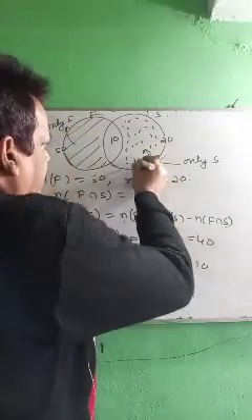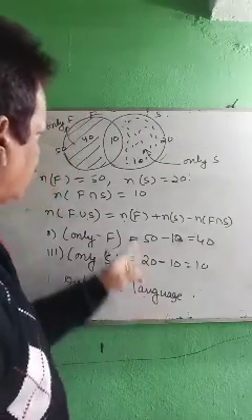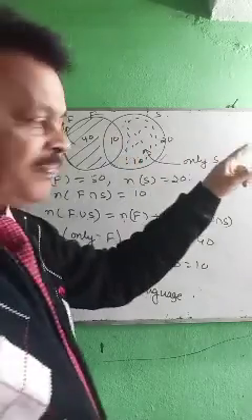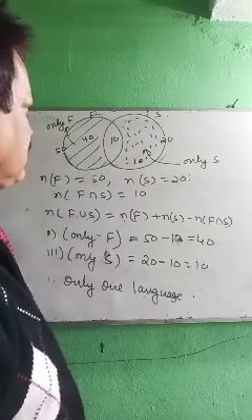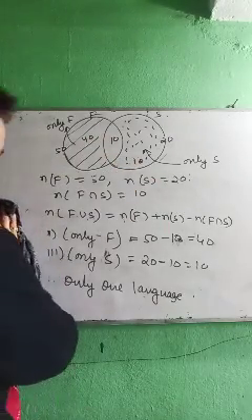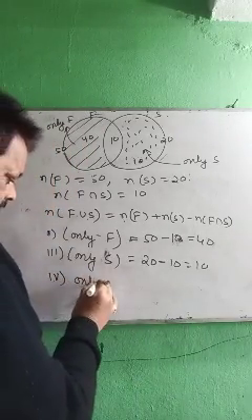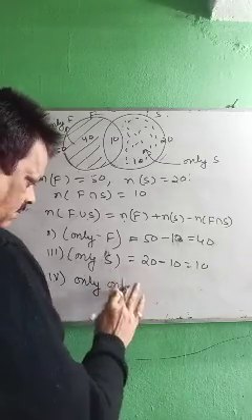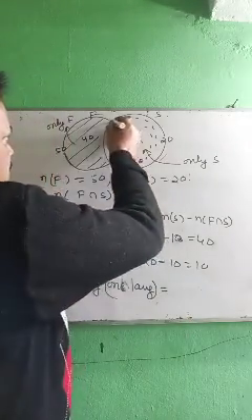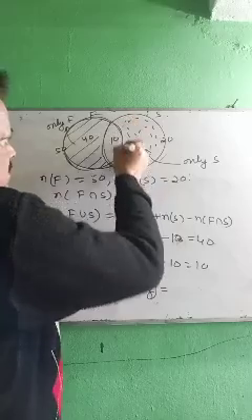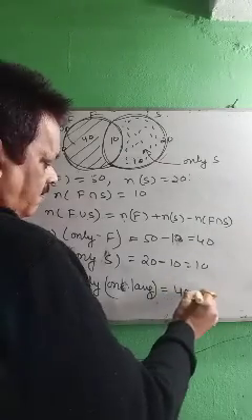That means this part became 10 for you, this part became 40 for you. What is that? Only one language. Only one language means not both. Means only French, only Spanish. That means 40 plus 10. Okay. So you can write only one language, that is which part? This part is one language, this part is also one language. That means this part is 40, this part is 10. 40 plus 10.